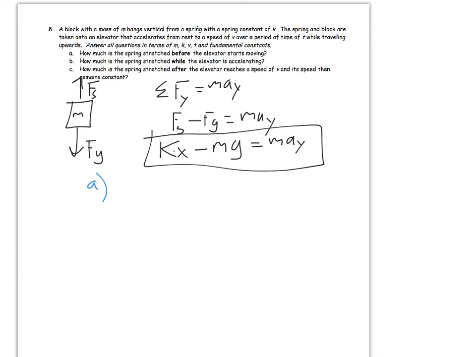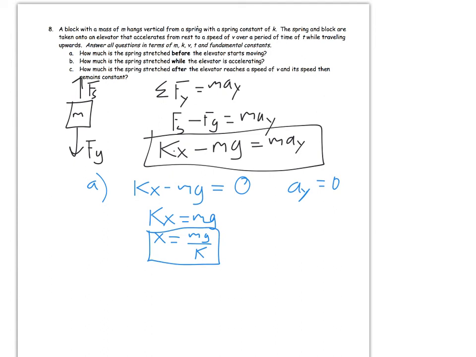So let's start with A. How much is the spring stretched before the elevator starts moving? Well, I can say kx minus mg equals 0, because in this case, my y acceleration is just going to be 0 since the elevator is not yet moving. So I can go ahead and solve for x. I can say kx equals mg. So the amount the spring is stretched or compressed is simply mg divided by k.